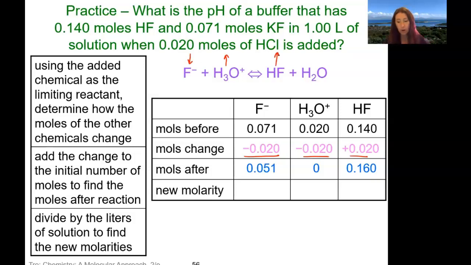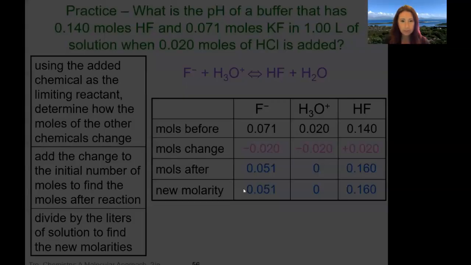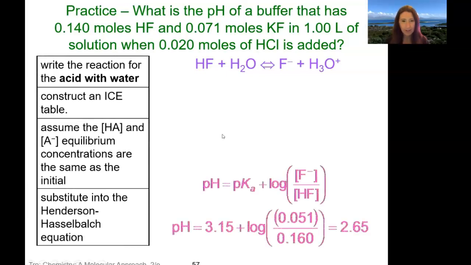How much is it going to go up or down? Again, we're going to use all of this. So our F minus is going to go down by that much. Our HF is going to go up by that much. Here's our new moles. With our molarity, it's 1 liter. So it's the same here. It's not always the same, but it's the same this time because it's 1 liter. Now I'm not even doing an ice table. I'm just going to go straight to Henderson-Hasselbalch because I don't want to do an ice table.